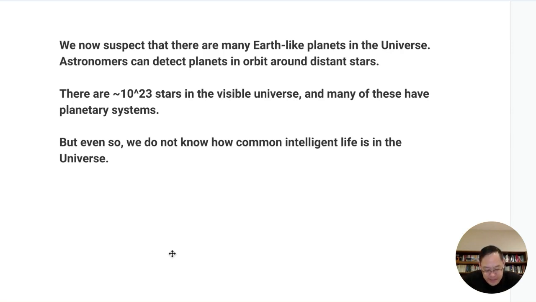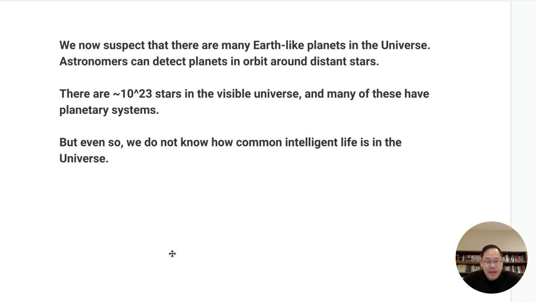But one of the things we've discovered through improvements in astronomical observations is that actually it is not that uncommon for there to be planets around stars, and even some planets that are in a Goldilocks zone and so have a kind of climate or temperature range sort of like Earth.